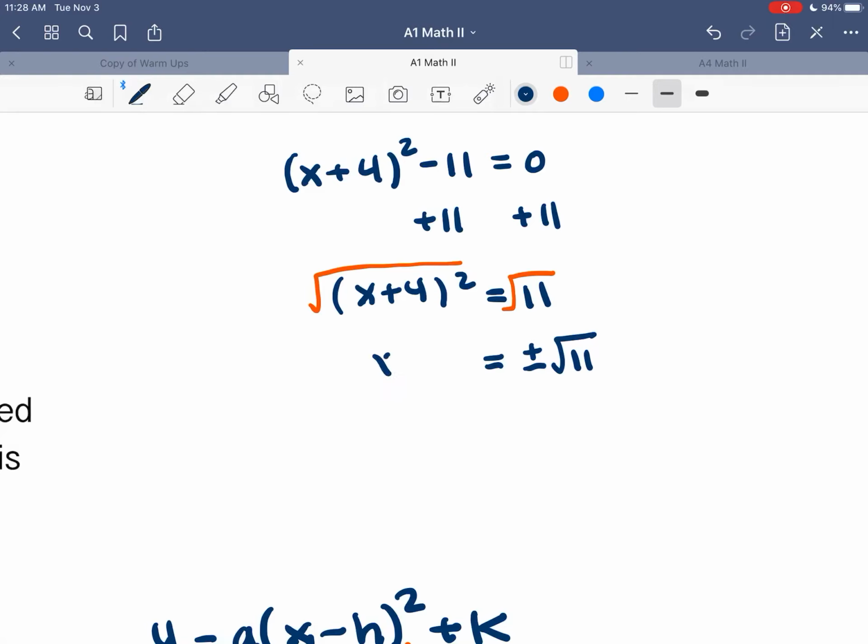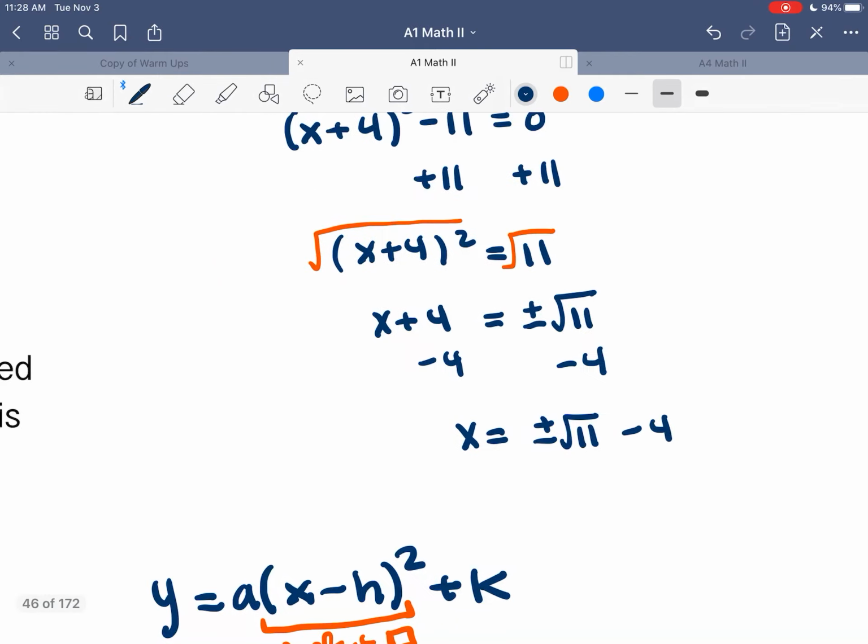On this side, I still have x plus 4. I square rooted both sides, so that's gone, but I still have x plus 4. So I'm going to need to take away 4 from both sides. And finally, we have positive or negative square root of 11 minus 4. So that's actually two answers. There's positive square root of 11 minus 4, and there's negative square root of 11 minus 4. So that gives us those two answers that we expect when we find solutions of quadratics.